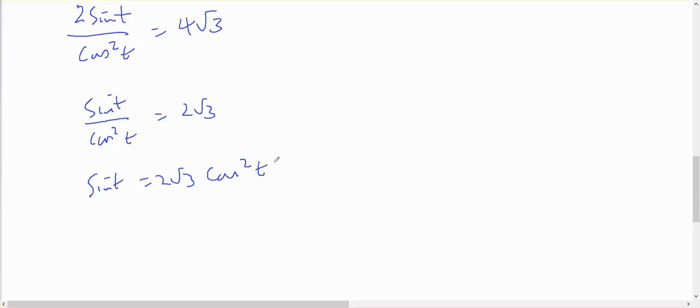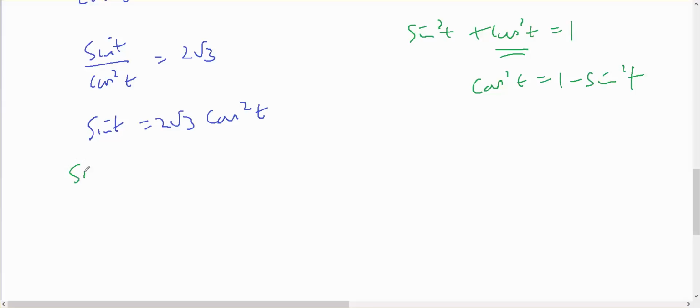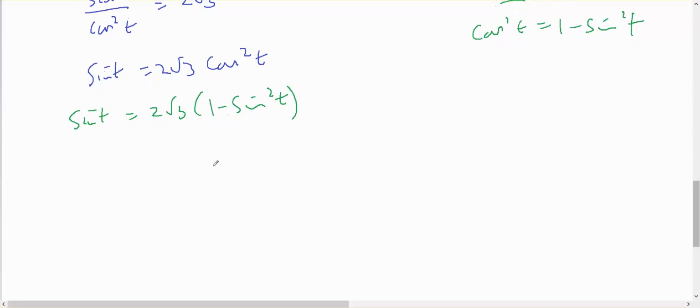Since I'm trying to solve for t, I've got sine and I've got cos. I can use the identity sine squared t plus cos squared t equals 1. Therefore, cos squared t equals 1 minus sine squared t. So I've got the sine of t equals 2 root 3 times (1 minus sine squared t). So it's now in terms of sine of t, so I'll be able to solve for sine of t.